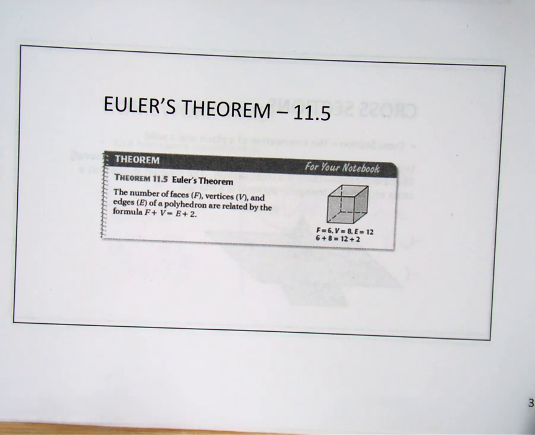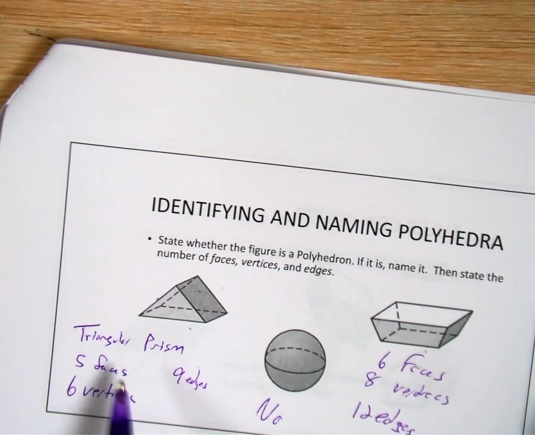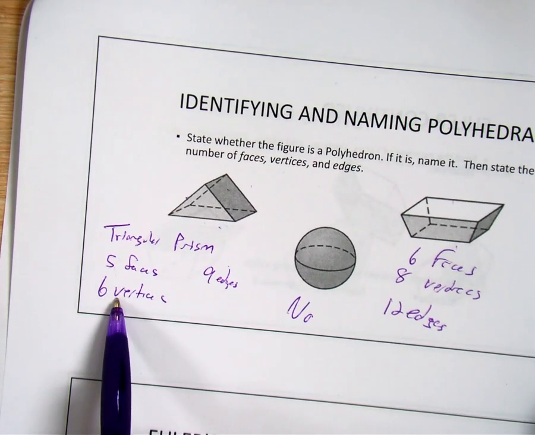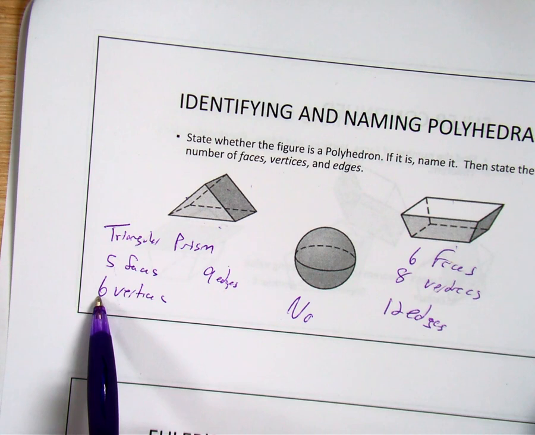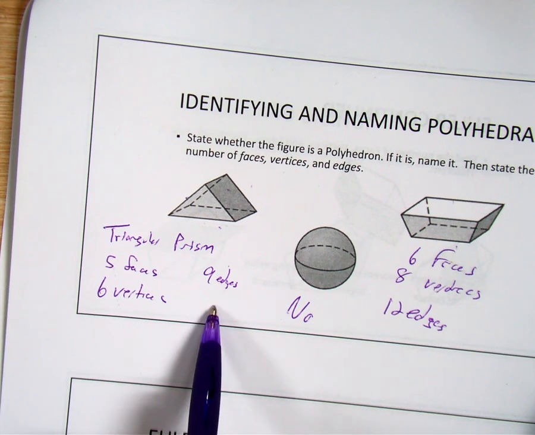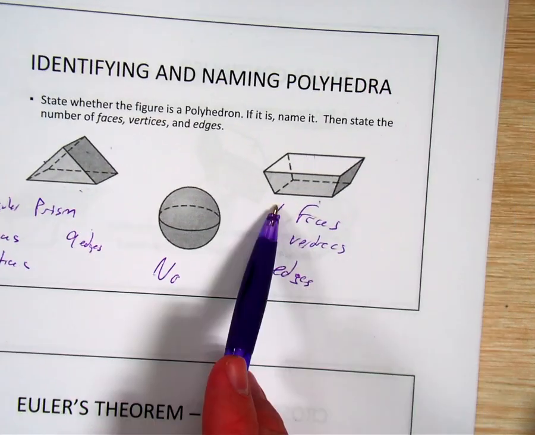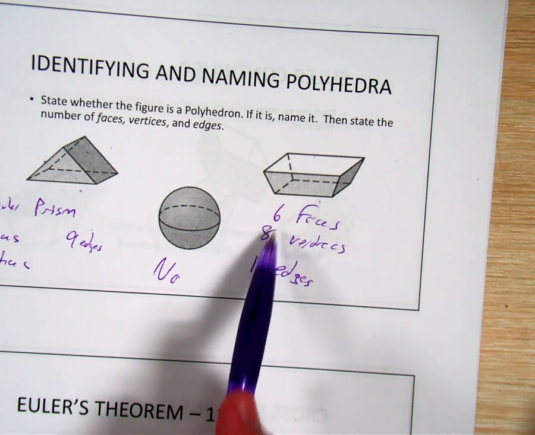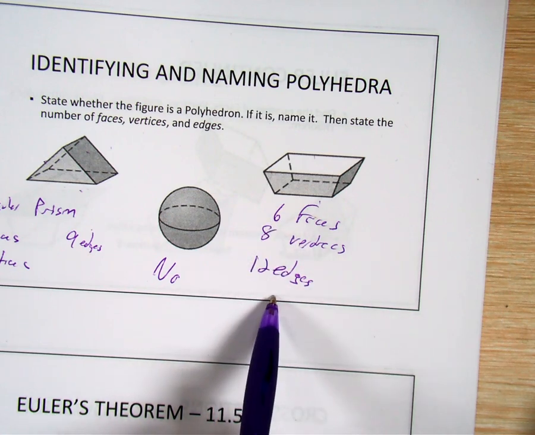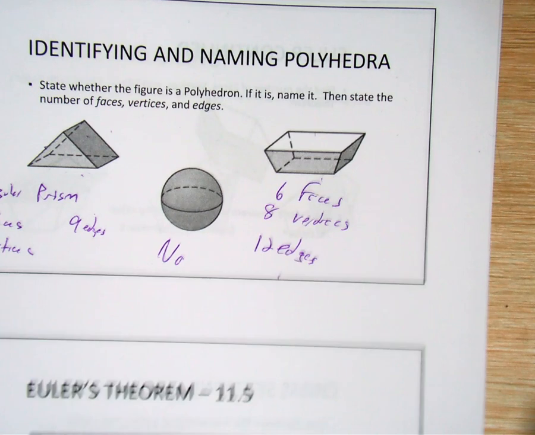Faces plus vertices will equal edges plus 2. Does that work up here? Faces plus vertices, 5 plus 6 is 11, would equal edges plus 2. 9 plus 2, 11. Faces plus vertices, 6 plus 8 is 14, will equal edges plus 2. 12 plus 2, 14. Okay?